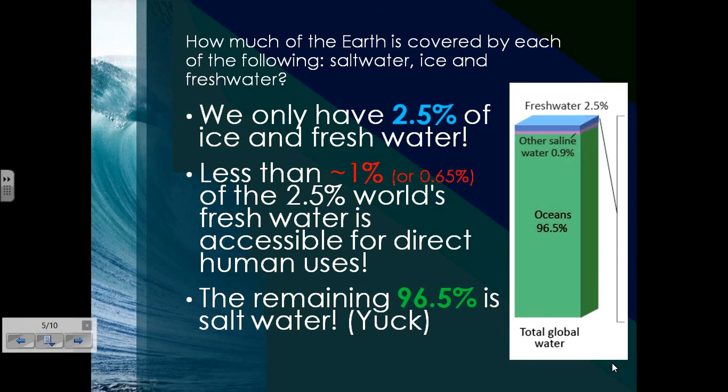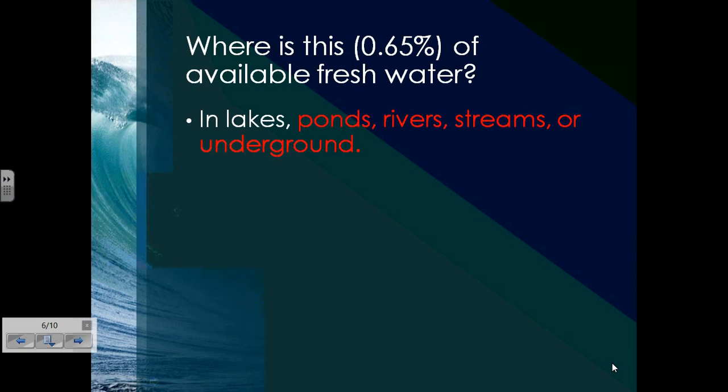Now, less of that 2.5% rather, is actually accessible. So that means that we have even less than 2.5% that's available, because much of it, unfortunately, is trapped in glaciers. Now, the remaining 96.5% is salt water. Yes, the yucky stuff that you're unable to drink. Now, the 0.65%, or the lower than 1% of available fresh water that we actually use, is found in lakes, ponds, rivers, streams, or in underground reservoirs.